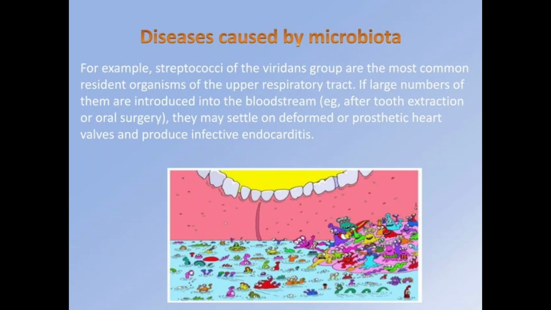For example, streptococci of the viridans group are the most common resident organisms of the upper respiratory tract. A large number of them are introduced into the bloodstream. They may settle on deformed or prosthetic heart valves and produce infective endocarditis.